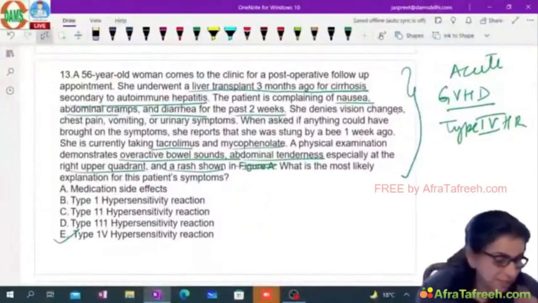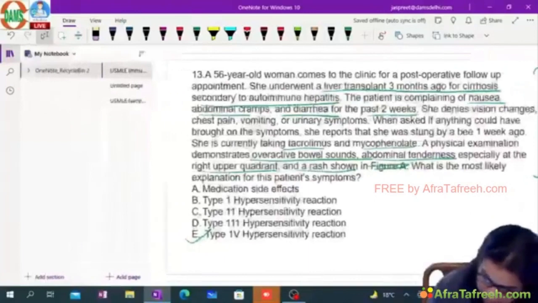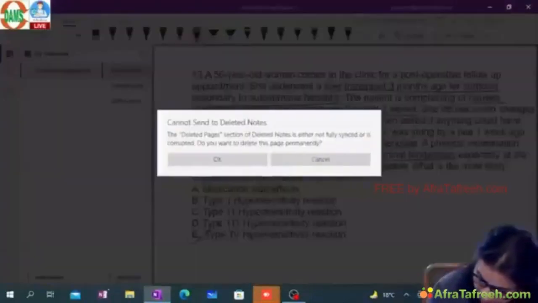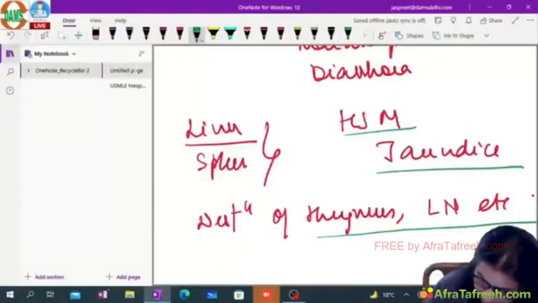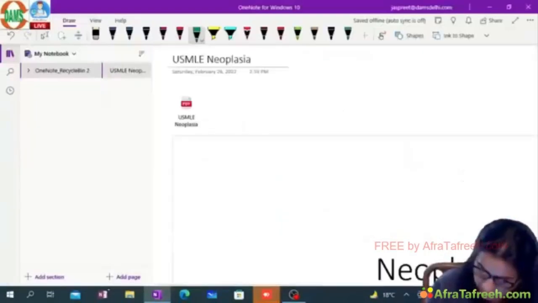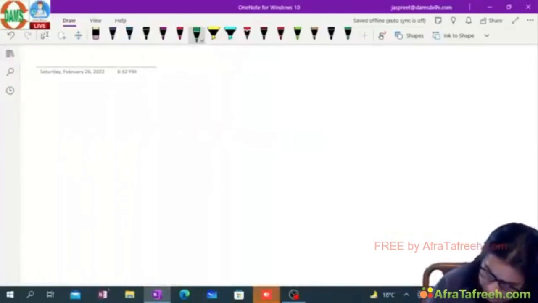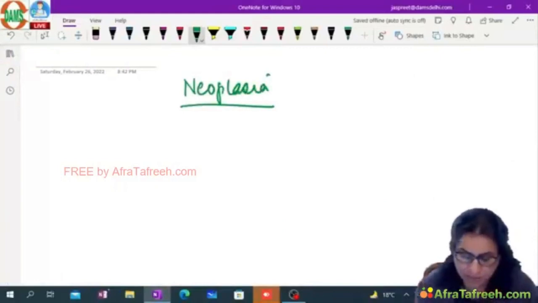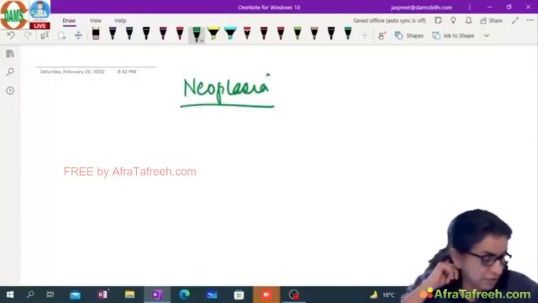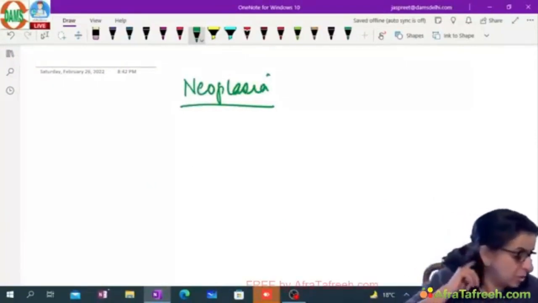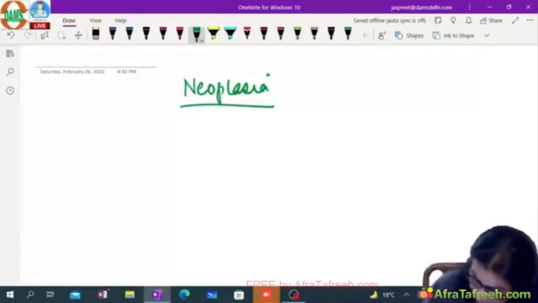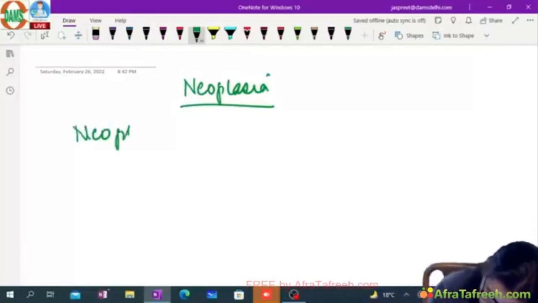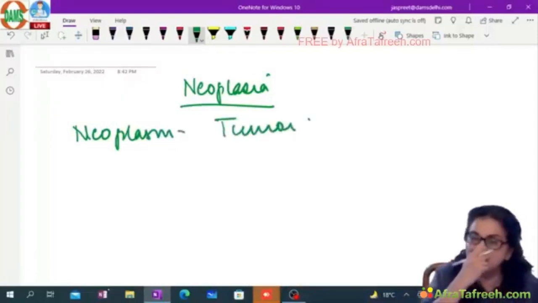Now let's start with the next chapter, and that is neoplasia. Okay, so we'll start with neoplasia now. What does the word neoplasm mean? Yes, very good, Sridevi, it is lymphocytic infiltration. Okay, what is neoplasia? Neoplasm. What is neoplasm? Neoplasm is a tumor. What is a tumor?